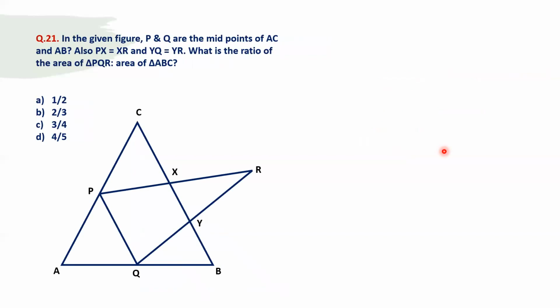In this given figure, P and Q are the midpoints of AC and AB. And also PX is equal to XR and YQ is equal to YR. What is the ratio of the areas of PQR and ABC? Now if PX is equal to XR, it means X is a midpoint, and QY is equal to YR, it means Y is also a midpoint.